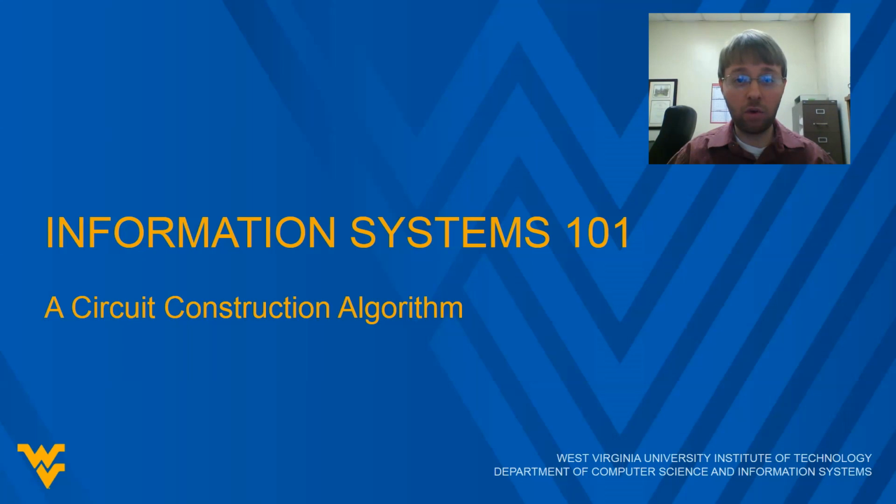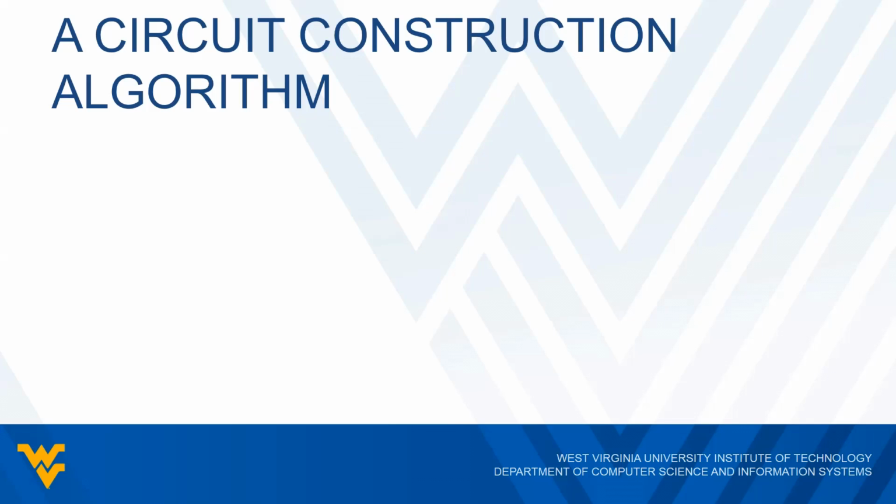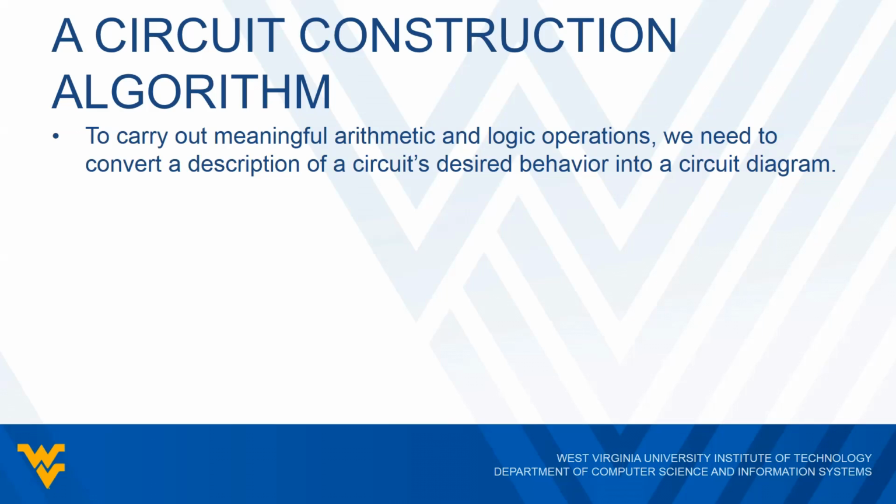In this lecture, we'll go over the algorithm for constructing circuits. The circuit that we did in the last lecture was simply an example and wasn't really meant to carry out any meaningful operations. To create circuits that perform useful arithmetic and logical functions, we need a way to convert a description of a circuit's desired behavior into a circuit diagram, which would be composed of AND gates, OR gates, and NOT gates. And these gates would do exactly what we wanted to do.